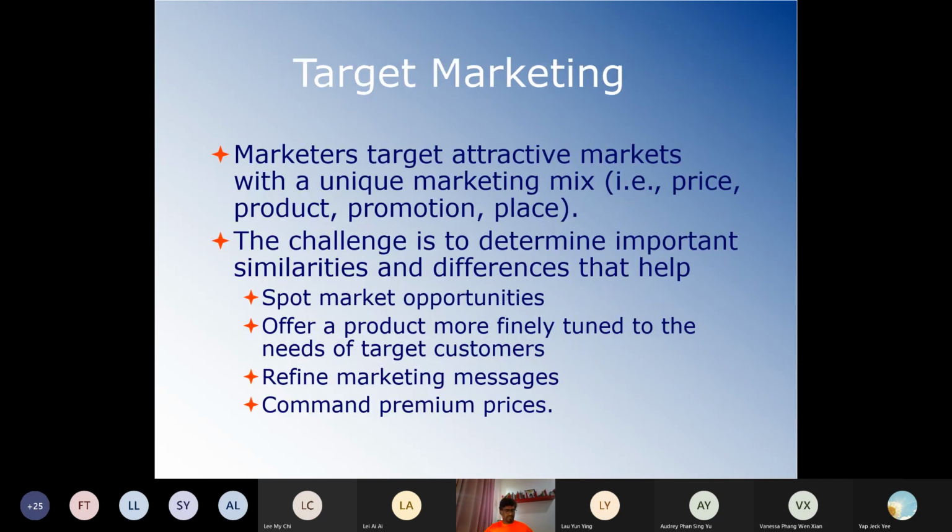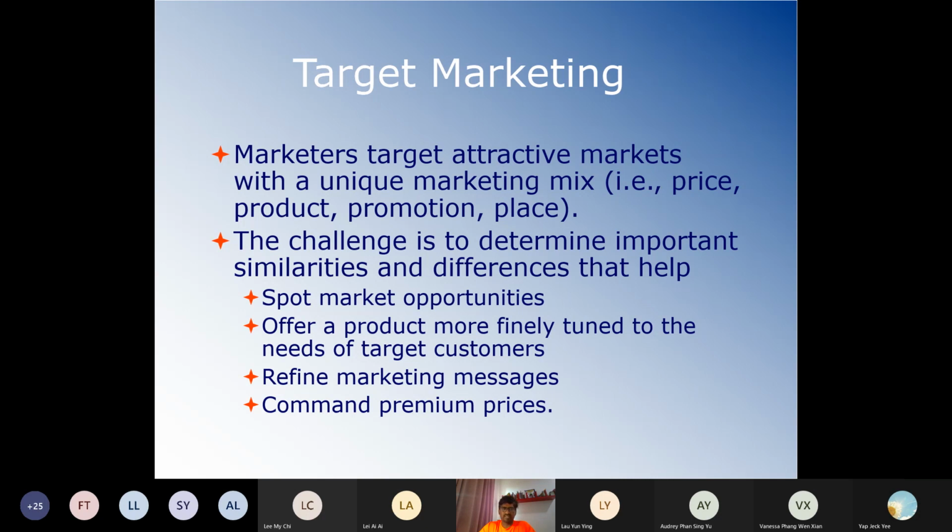So you segment the market, you identify your target market, then you target that actual market. When you target the actual market, the pharmacist or the marketer will use different types of components, which is called the marketing mix. As you see in the slide, marketers target the attractive markets with a unique marketing mix, and the marketing mix is price, product, promotion, and place.